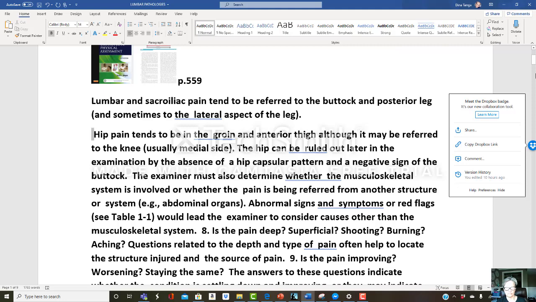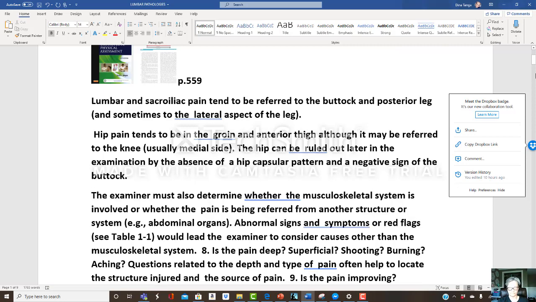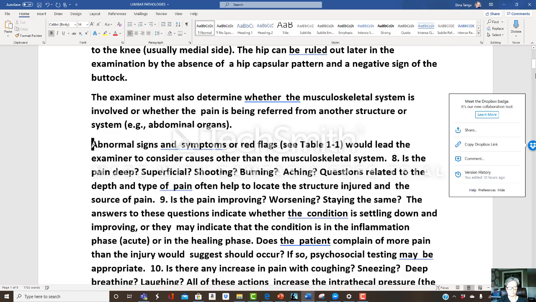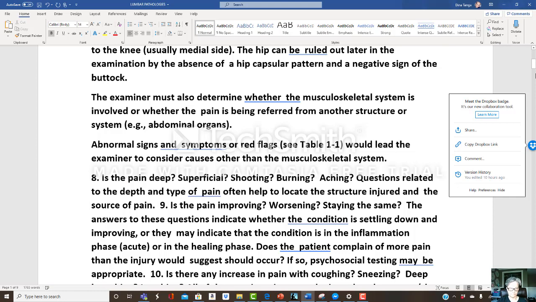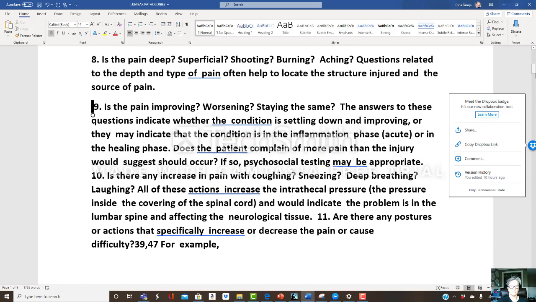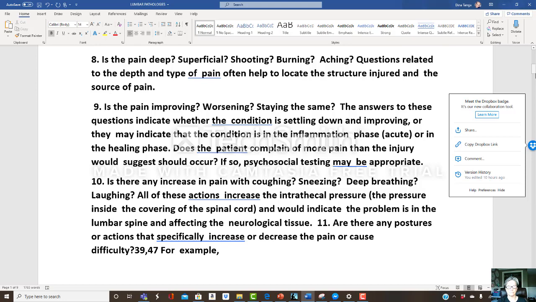The examiner must also determine whether the musculoskeletal system is involved or whether the pain is being referred from another structural system, for example, abdominal organs. Abnormal signs and symptoms or red flags, see Table 1, would lead the examiner to consider causes other than the musculoskeletal system. 8. Is the pain deep, superficial, shooting, burning, aching? Questions related to the depth and type of pain often help to locate the structure injured and the source of pain.